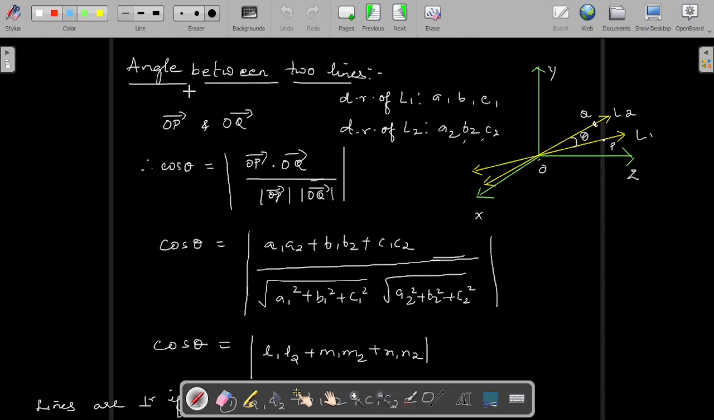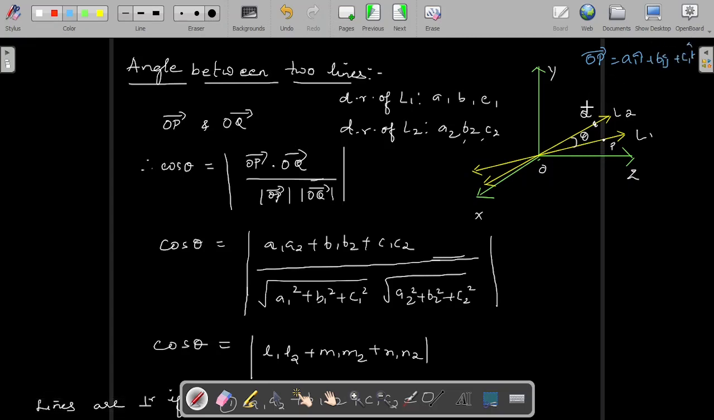Now, what is the formula to find the angle between two lines in space? Consider two lines L1 and L2 in space. L1 has direction ratios a1, b1, c1 and L2 has direction ratios a2, b2, c2. Take any points P and Q on the lines L1 and L2. Then, with the direction ratios, you can write the vector OP as a1 i cap plus b1 j cap plus c1 k cap.